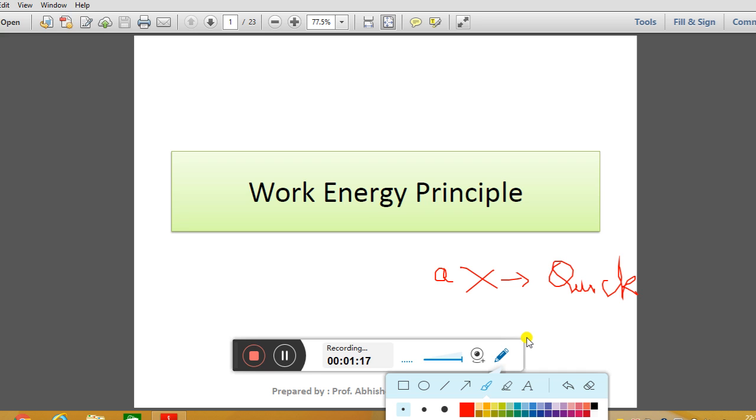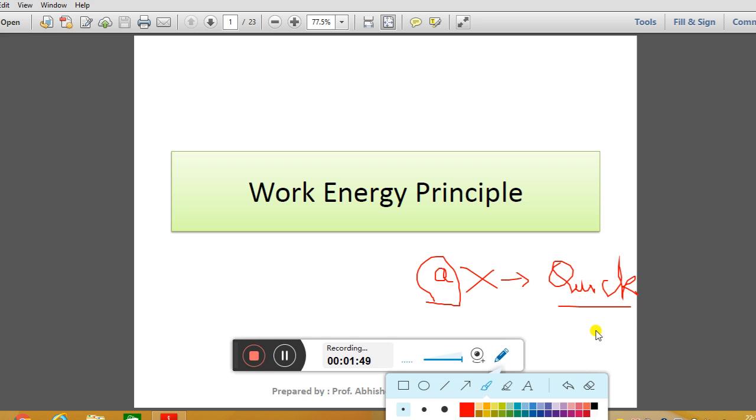So basically, what is kinetics of particle? The motion analysis of a moving particle considering the force which is responsible for the motion. And the work energy principle is the alternate approach to Newton's second law. In the work energy principle, there is no need to find the acceleration of the particle, so it provides a quicker solution.